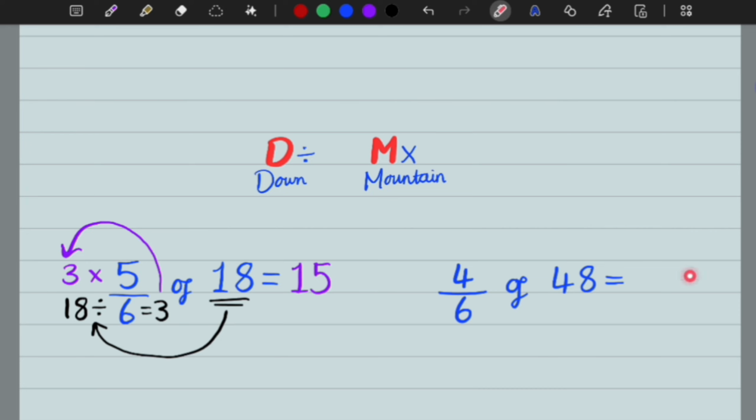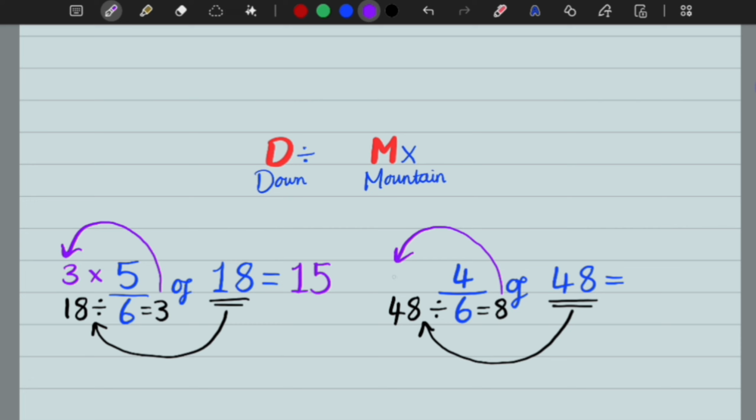Let's give it another try over here with 4/6 of 48. So remember, step 1, I'm going to take my number 48, I'm going to divide it down here by the number on the bottom, my denominator. 48 divided by 6 gives me 8. And then I'm going to move up the mountain to multiply. 8 multiplied by 4, which gives me the final answer of 32. So here we are, 48 divided by 6 to give me what one part would be, and then we're multiplying by 4 because there are 4 parts.